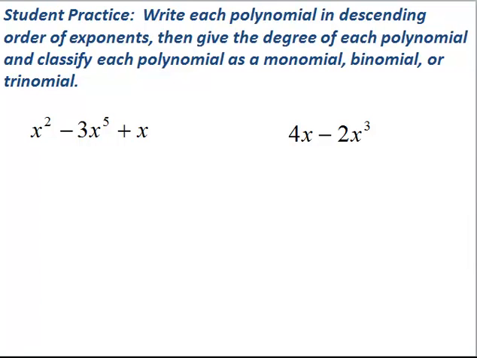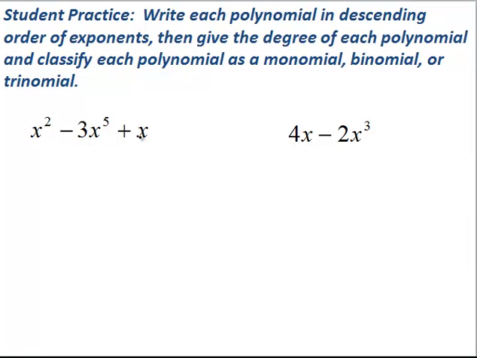In the next examples, we're asked to write each polynomial in descending order of exponents, then give the degree of each polynomial, and classify each polynomial as a monomial, binomial, or trinomial. So, we have a collection of terms here. We notice that there are how many? 1, 2, 3. So right off the bat, we know that this is a trinomial, since there are 3 terms.